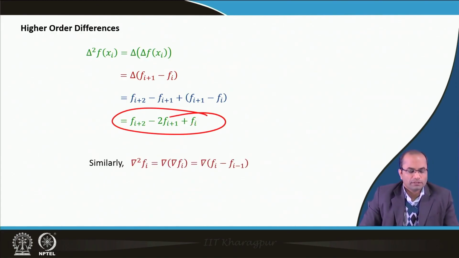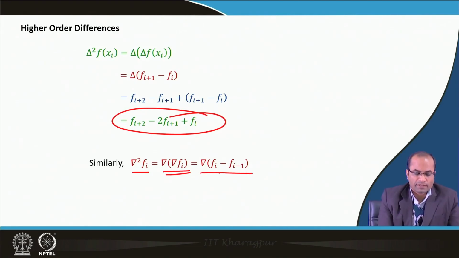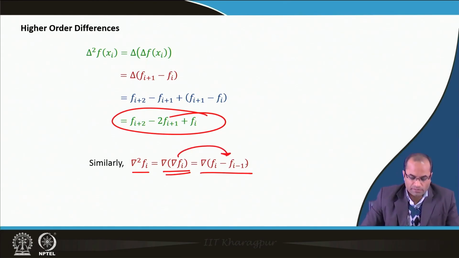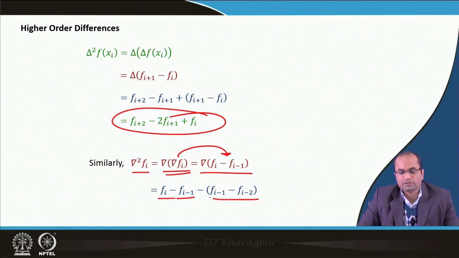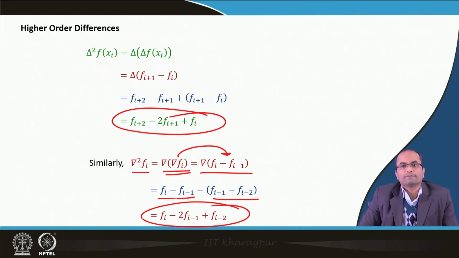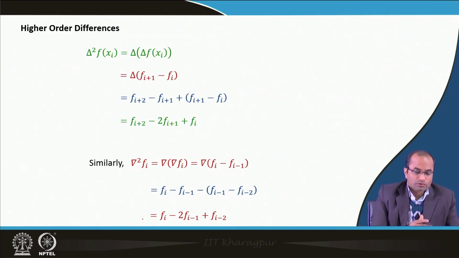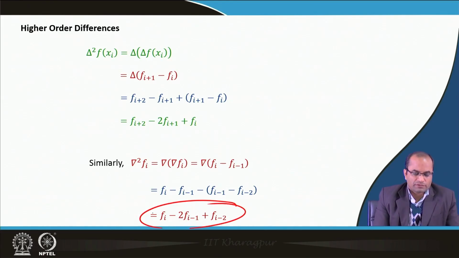Similarly, we can talk about the second order backward difference operator, del squared f(i). Here we operate two times: the first time gives f(i) minus f(i-1), and we operate the backward operator again, giving f(i-1) minus f(i-2). When we combine, we get f(i) minus 2 f(i-1) plus f(i-2). So these are the second order difference operators. We can talk about the third order, fourth order or nth order in general, but we do not require that at present. We will move further, but the idea can of course be extended to the third and fourth order. It is very clear now.